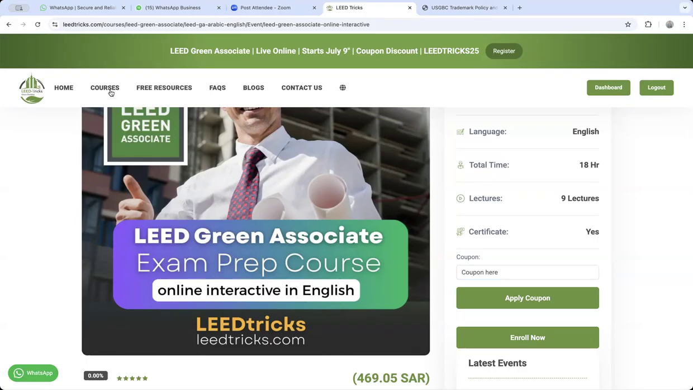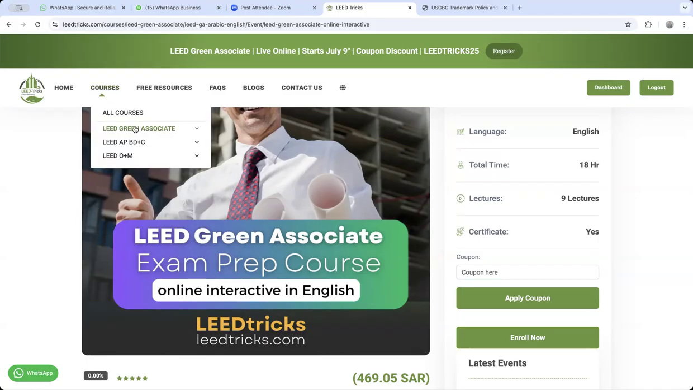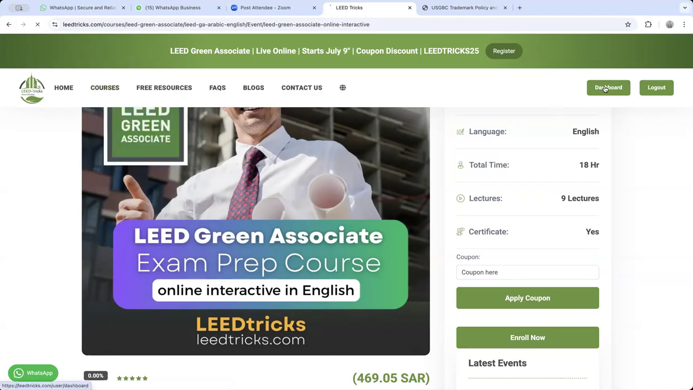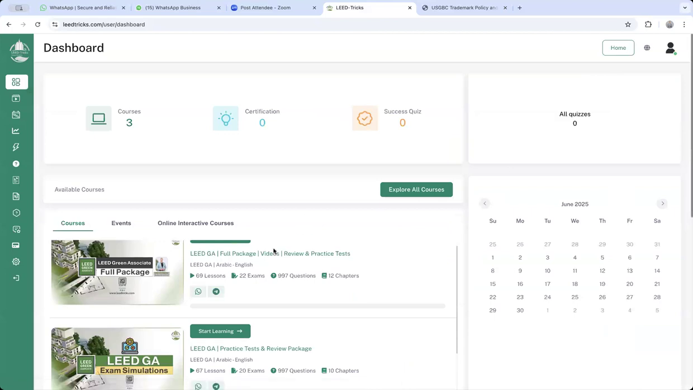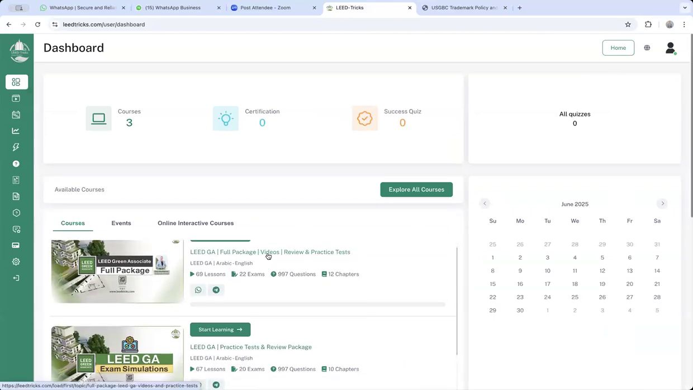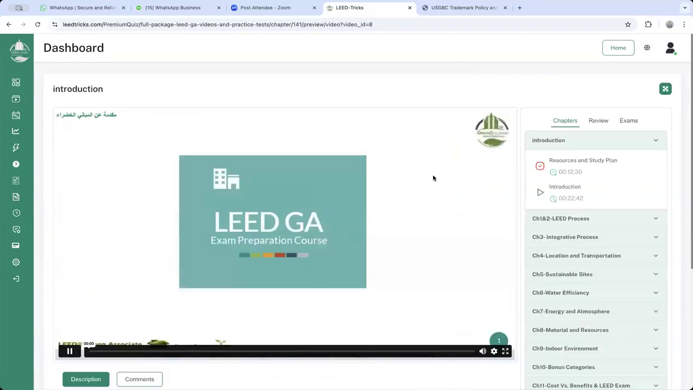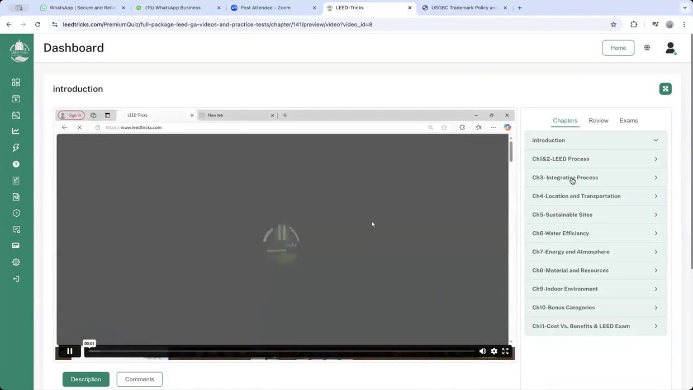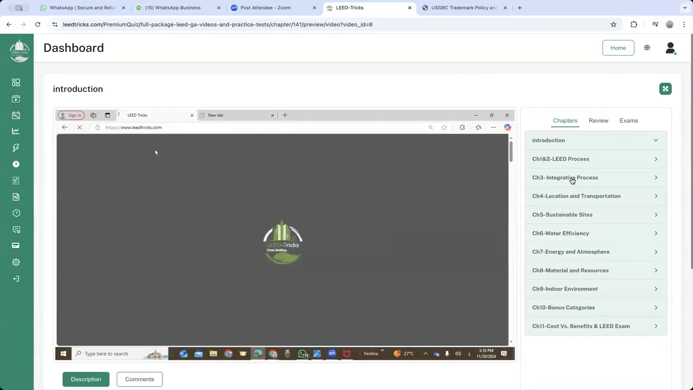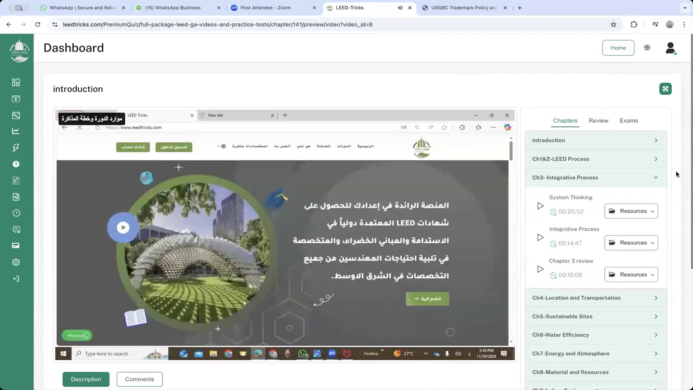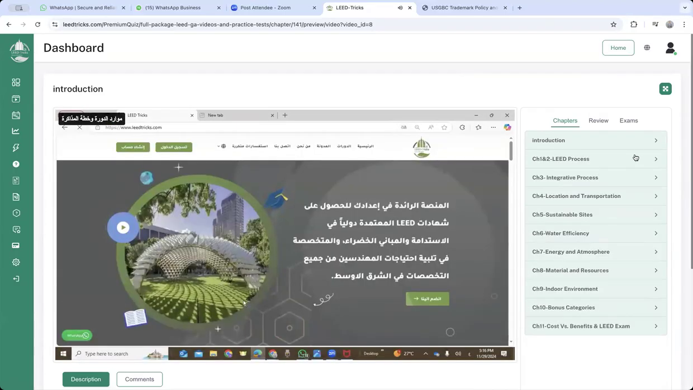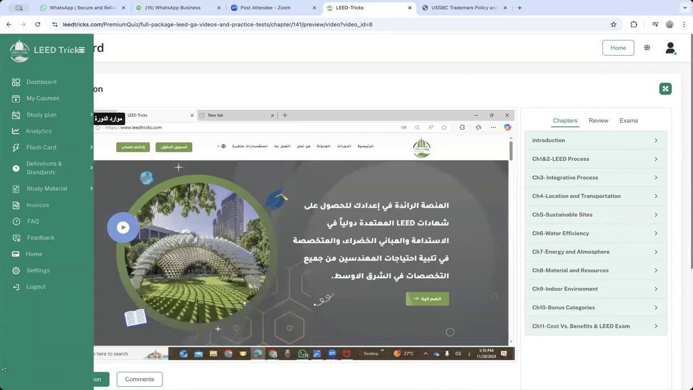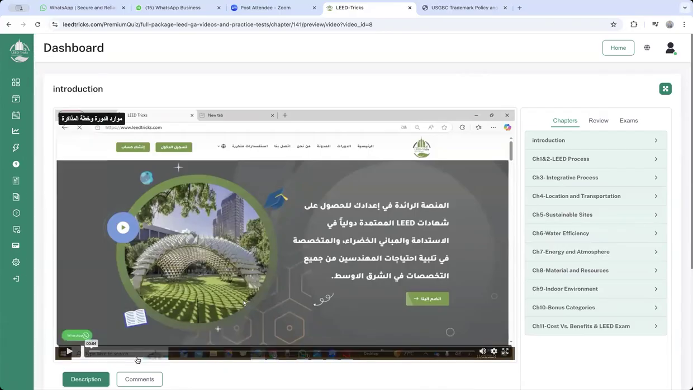Let me show you my courses or dashboard because I have the course here. I will show you just to imagine. What is the course? What is this name? Integrative process and system thinking. So it's all about systems integration, building management system, information management, and so on. Is it clear? Okay, yes, now it is clear.